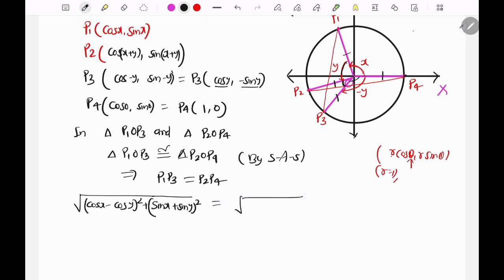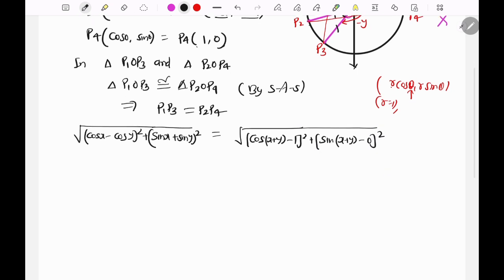And what is the P2 P4 distance? P2 point is this point and P4 point is this point, 1, 0. So it is root over cos of x plus y minus 1, whole square, plus sin of x plus y minus 0, whole square.